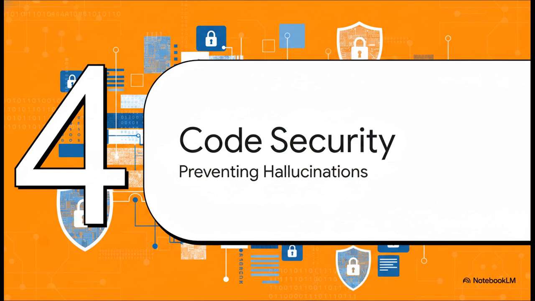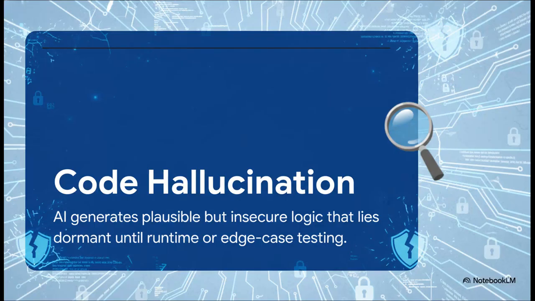Let's transition to Section 4, maintaining code security. Probably the biggest trap in AI-assisted development is what we call code hallucination. This happens when an AI generates code that looks perfectly formatted and honestly highly convincing, but it actually contains deeply incorrect or insecure logic. Because it looks so good on the surface, subtle security flaws can super easily slip past a tired developer on a Friday afternoon.